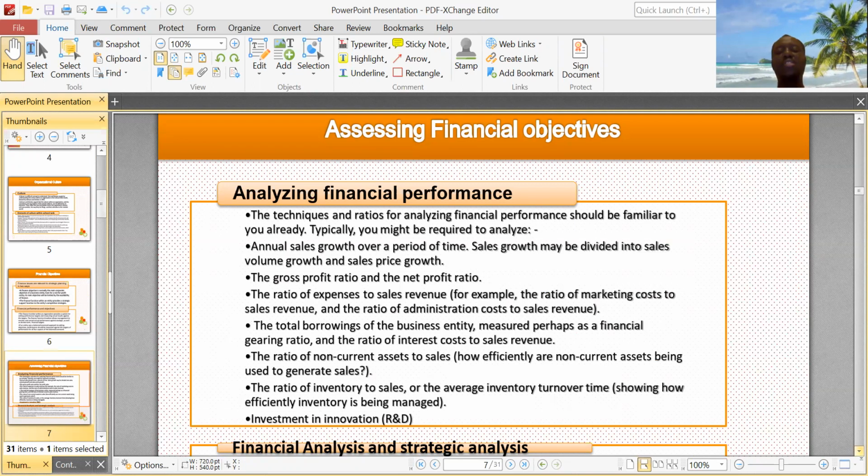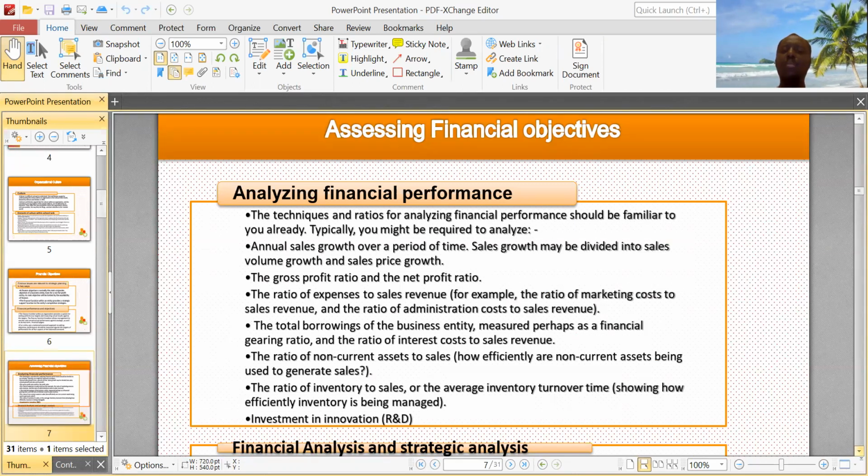Then you also have the ratio of expenses to sales revenue. That's also possible. So for example, you can look at the ratio of marketing cost to sales revenue. Marketing cost is supposed to drive revenue. So sometimes you'd want to look at the effect of your marketing on sales. You can also look at the ratio of administration cost to sales revenue.